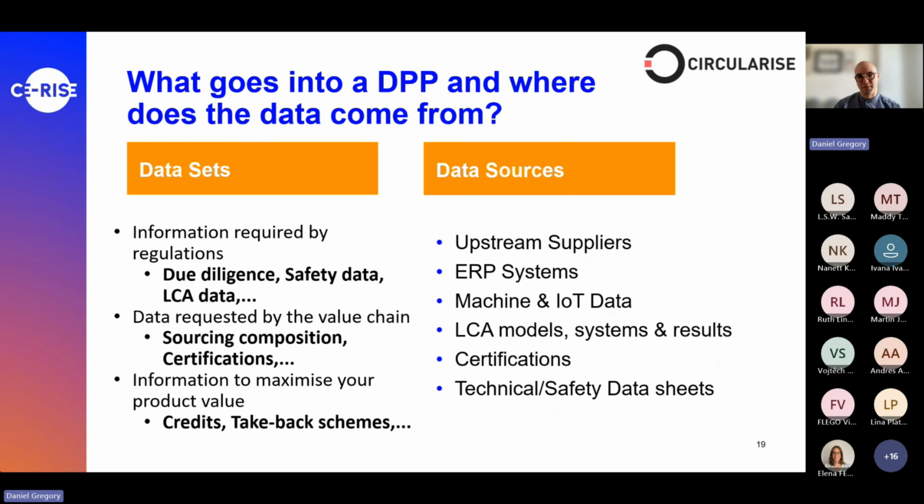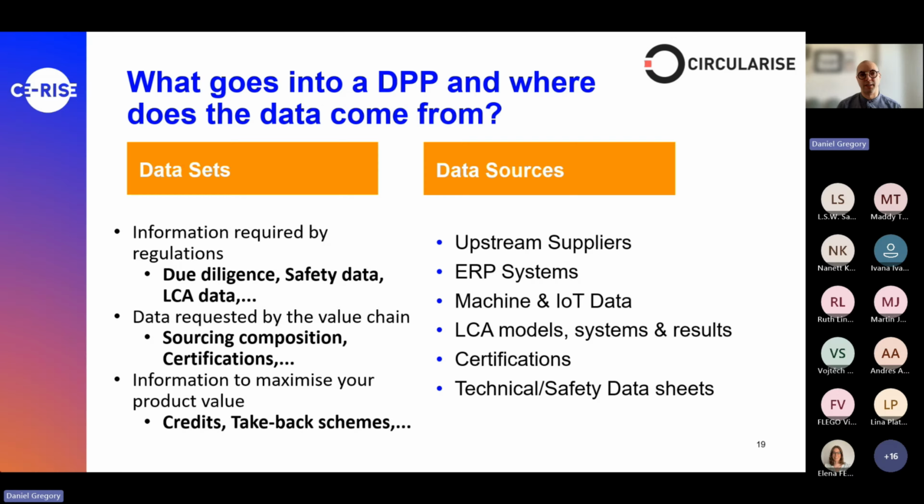So we've defined what the passport is, we've attached it, we've mapped out where it goes, what actually goes into it. Let's have a look at that. So here you're going to have a number of different kinds of data sets and a number of different kinds of sources for that data. So the kinds of data that you want to put in, the sets of different kinds of data, are going to be essentially information that is either required by regulations. So something like safety data, life cycle assessment data is increasingly becoming regulated, different kinds of due diligence, performance information.